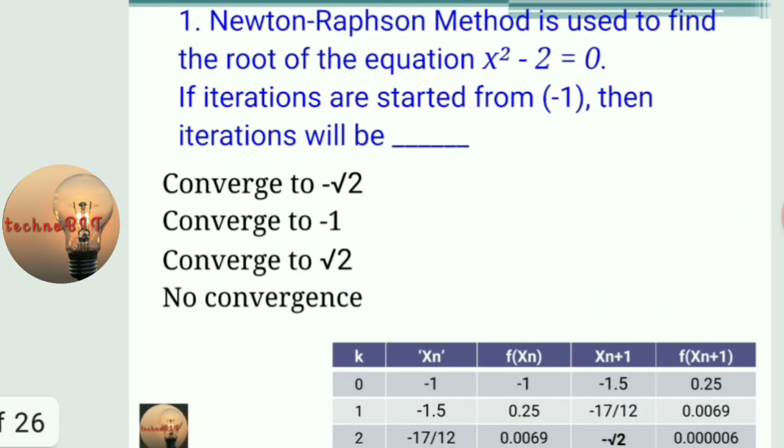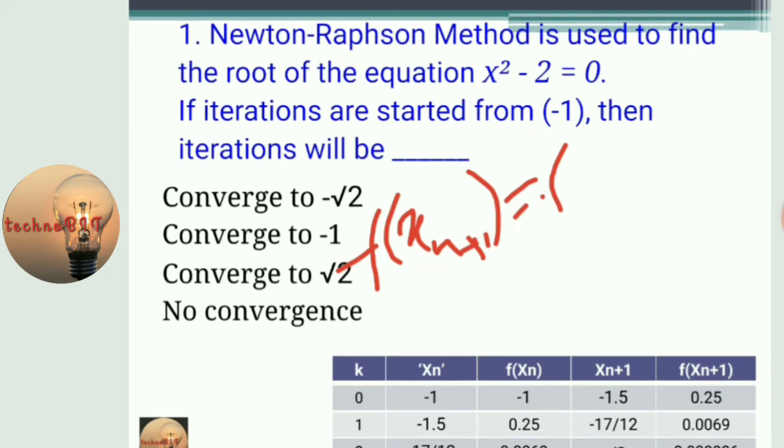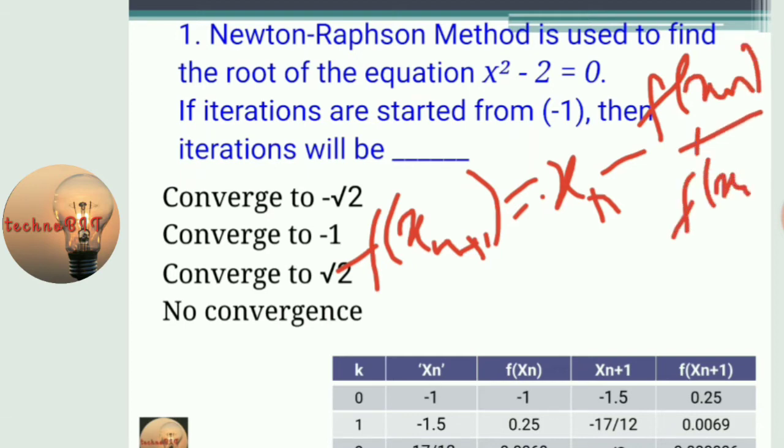So here I have given the solution in a table format. So here we will use the equation of Newton-Raphson method. What is that? That is x n plus 1 equals to x n minus f of x n divided by f dash of x n. So this is our formula, general formula for Newton-Raphson method. We have to put it in this formula and solve.